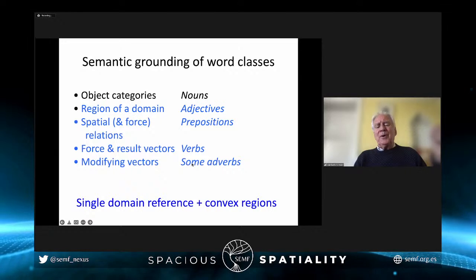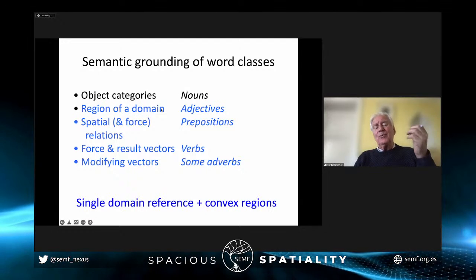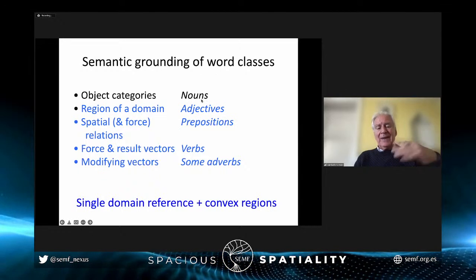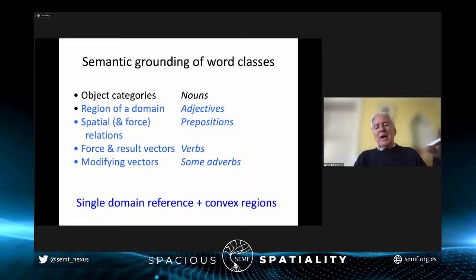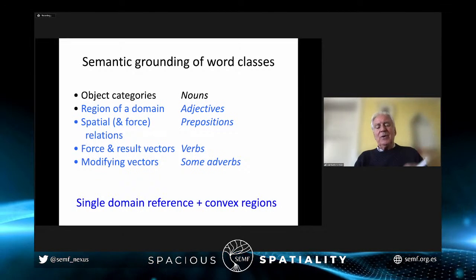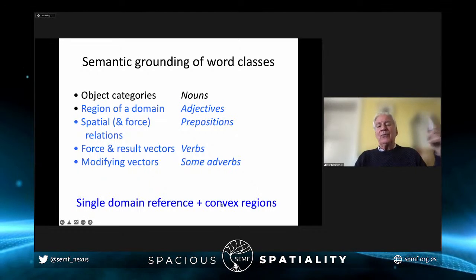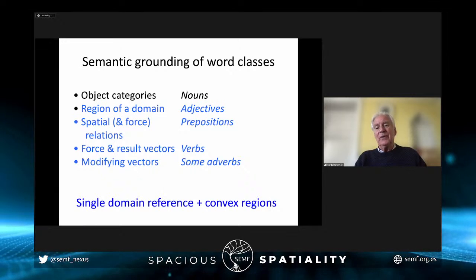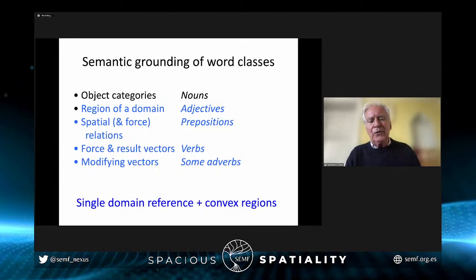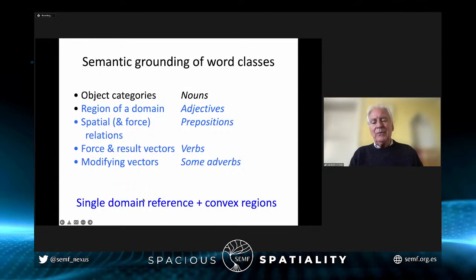But the point I'm making here is that all these blue types here have four word classes. For them, I made the proposal that they all correspond to meanings that reside within a single domain of meaning. The exception here is nouns that apply to several domains. But I would claim that for most of the word classes you find in a natural language, you can analyze them using this single domain reference. And in addition to that, they correspond to convex regions in these domains. So these are two unifying principles for most word classes. Nouns are the exception: I still apply convexity to nouns, but I don't apply a single domain reference here.